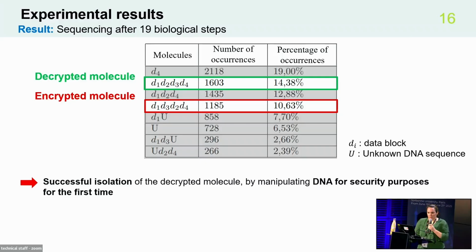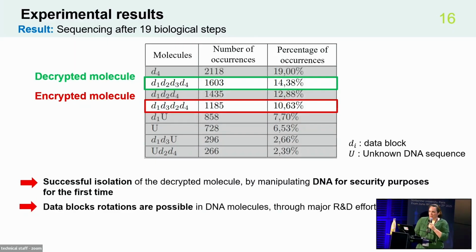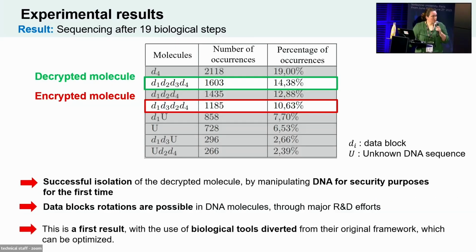So thus we've proven that it's possible to isolate the decrypted molecule by manipulating DNA for security purposes for the first time. So we did a proof of concept of biomolecular rotation. And so this is a first result with the use of biological tools diverted from their original framework, which can be optimized, and we've already thought of some optimizations to get a bigger percentage of occurrences.